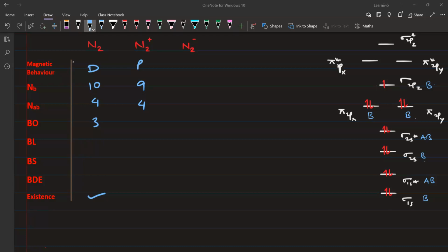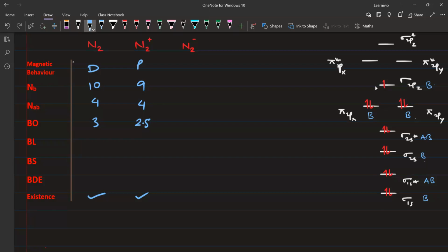5 by 2, 2.5. सर आवाज नहीं आई आपकी. I'm saying 5 by 2, 2.5. Yes sir. The molecule is going to exist. अच्छा, N2 negative में ध्यान रखिएगा.